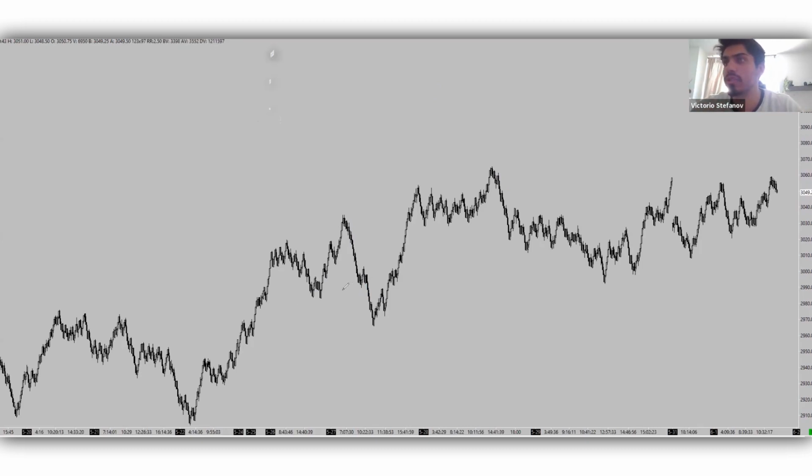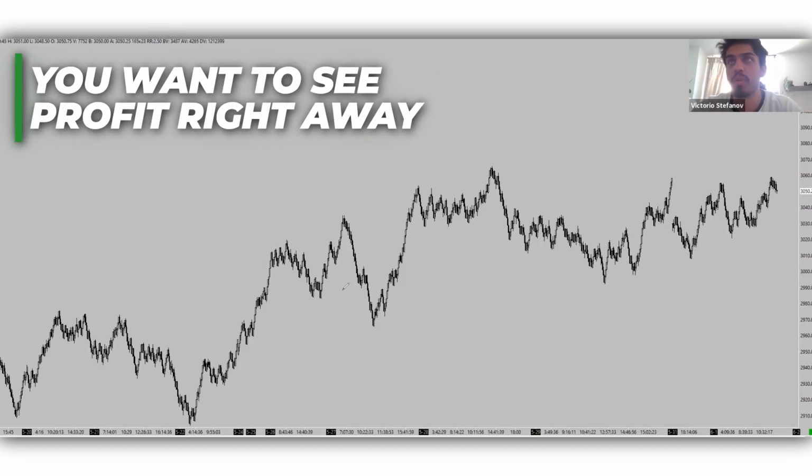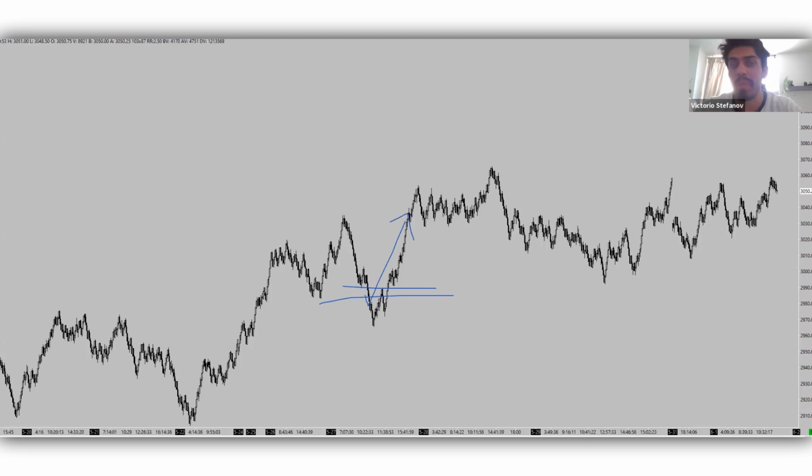So the second you get into this trade, you want to see profit right away, some kind of profit, whether it's 10%, 20% of your expected profits, right? Otherwise, you have to get out of that trade, and what you might be experiencing is actually a head fake and then a rebound back into that area.